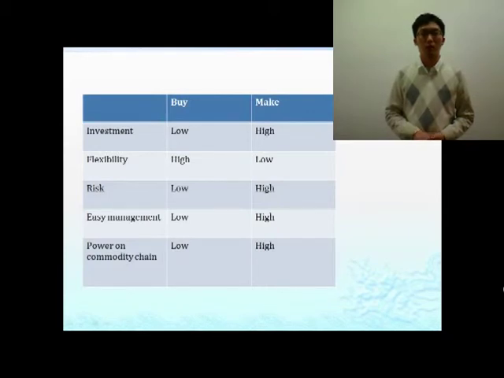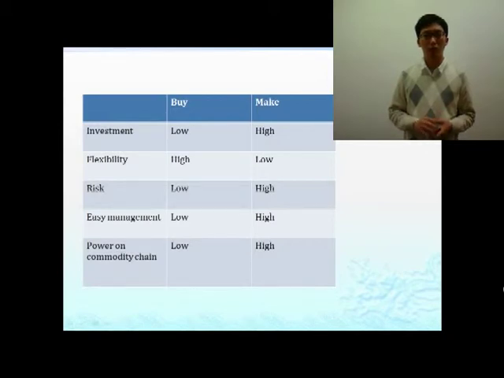However, buying too much might make the firm lose its power in the entire commodity chain, because its suppliers can gain greater margin power if the firm does not have any core technology in-house.